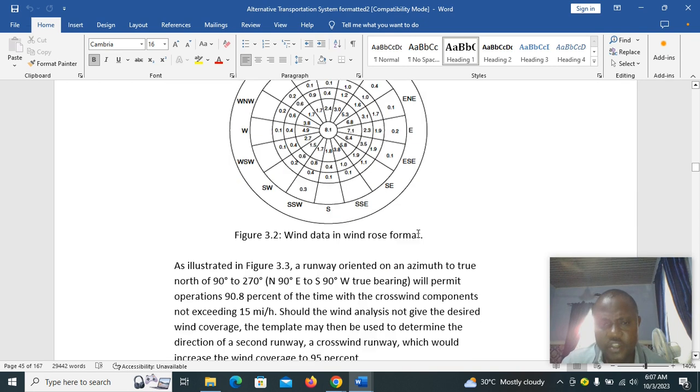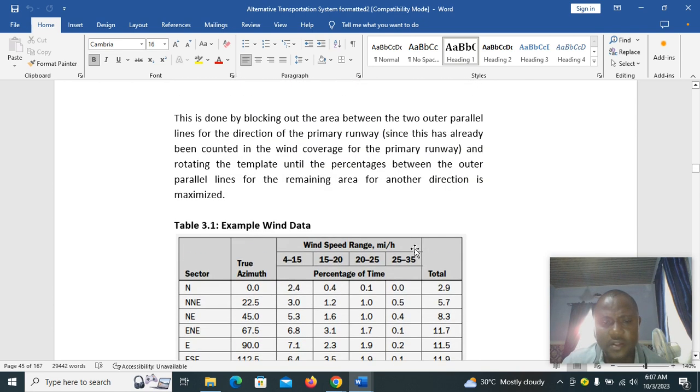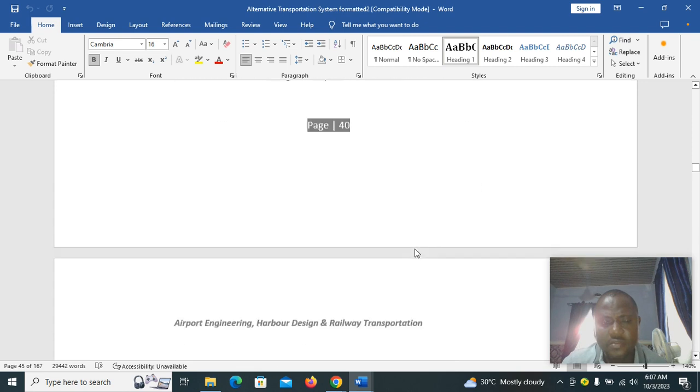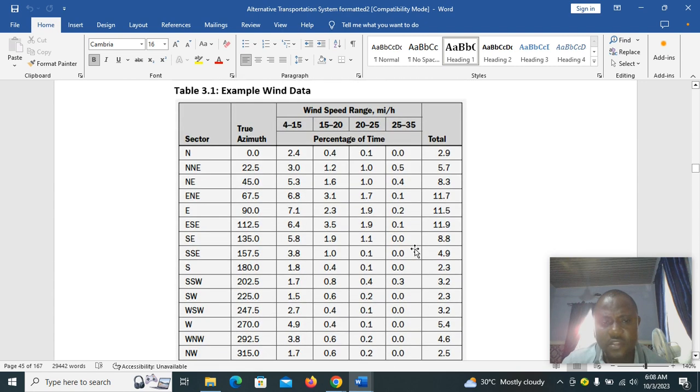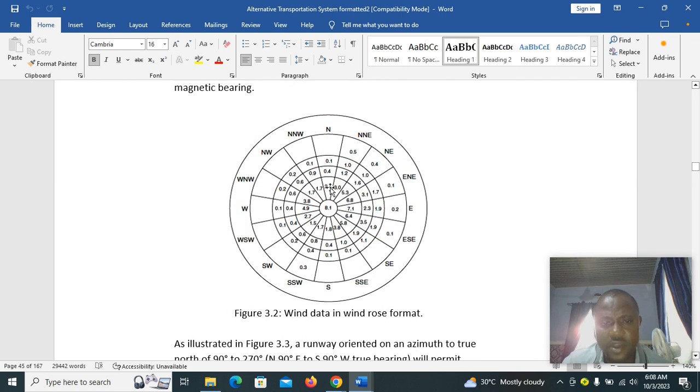and the direction. After plotting it, just as what we have on the table here, you can see that for the north, we have 2.4, 0.4, 0.1. So we all have these things, they are all here. So for the north, you can see where we have it, the 4, and then 0.1, 0.4, 2.4. And here we have this for the north.